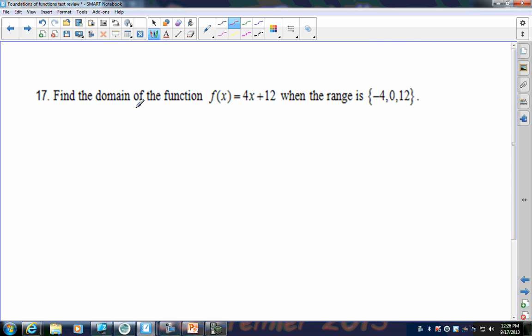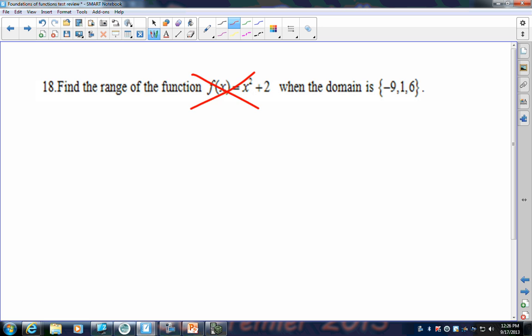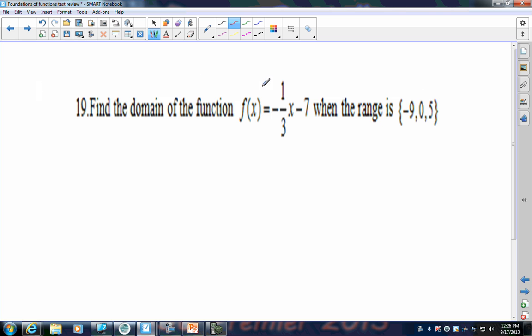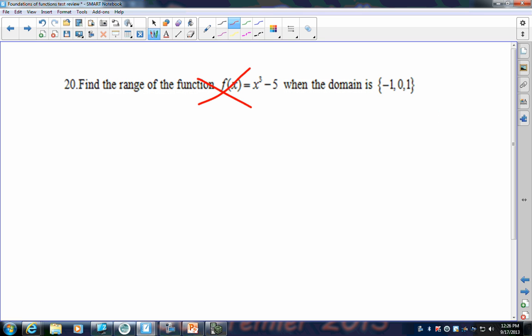Number 17, I asked you to cross out. We're not doing that till the next unit. It accidentally got put in there. And 18, 19, and 20. 17 through 20 should be crossed out. Those don't have to be done because that's on our next unit.